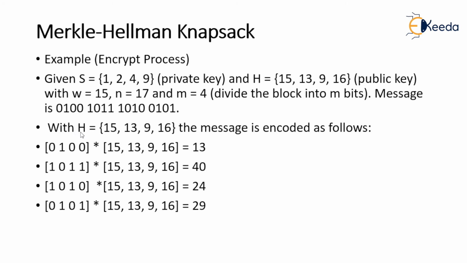Then, with the non-super increasing knapsack set, the message is encoded as follows. That means with the non-super increasing set, which is the public key, we can carry out the encryption process and convert your plain text message into the ciphertext. So how do we do it? The first plain text block, 0100, is multiplied with 15, 13, 9 and 16, which is just a simple matrix multiplication, and gives you 13. Then the second plain text block is multiplied with the non-super increasing knapsack, which gives you 40. The third block of plain text gives you 24, and the fourth gives you 29.